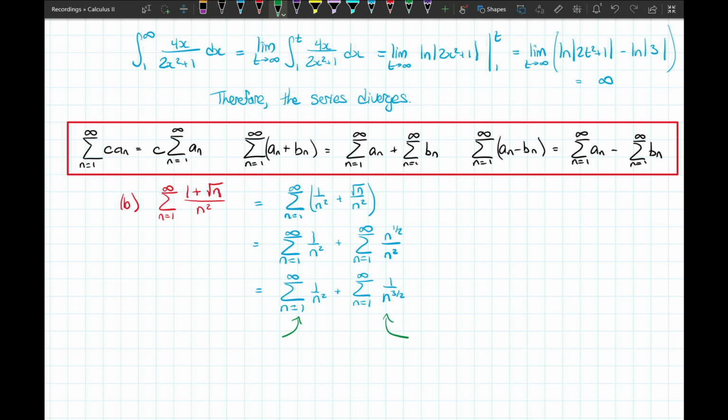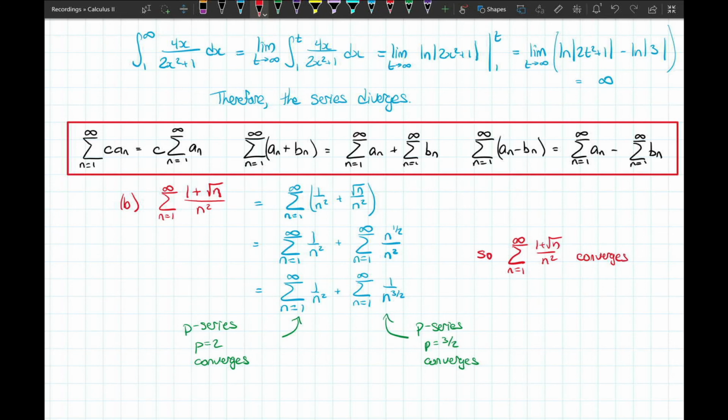Now, we can take a look at each of these separate series, and we'll see that these are both p-series, and one is convergent on the left, and the other, with p equals 3/2, is convergent on the right-hand side. Now, if we have two convergent series, then both of those should be finite sums, and when added together, they would converge to, again, some sort of finite sum. That tells us that the sum of 1 plus root n all over n squared is a convergent series.